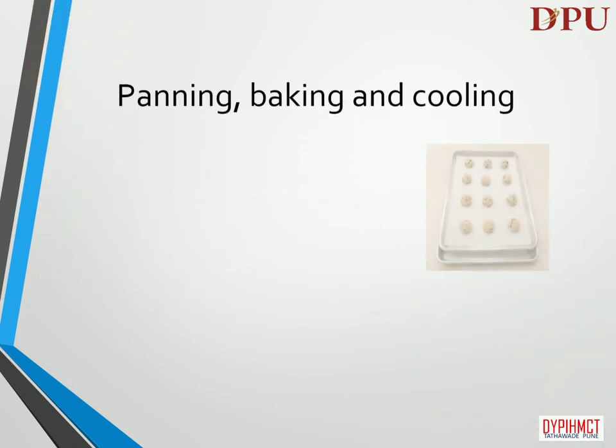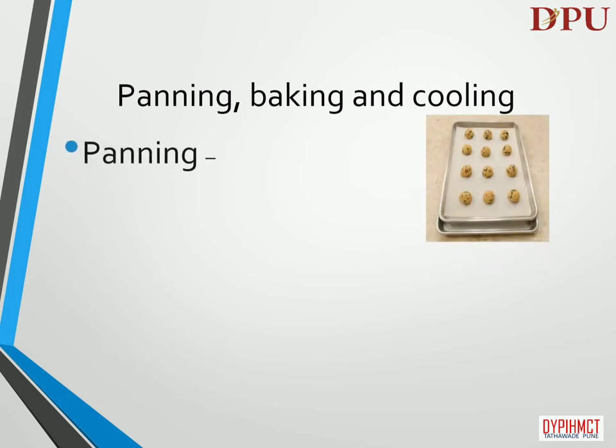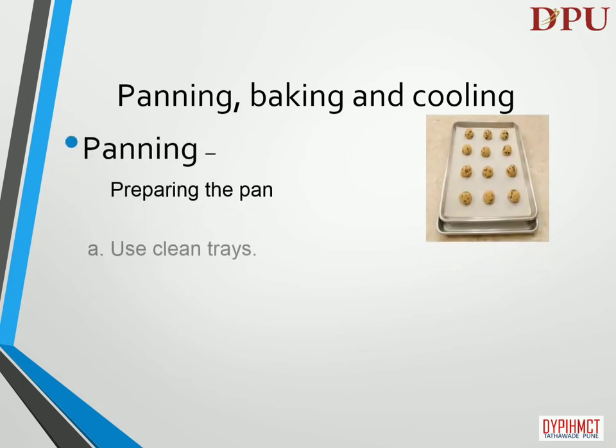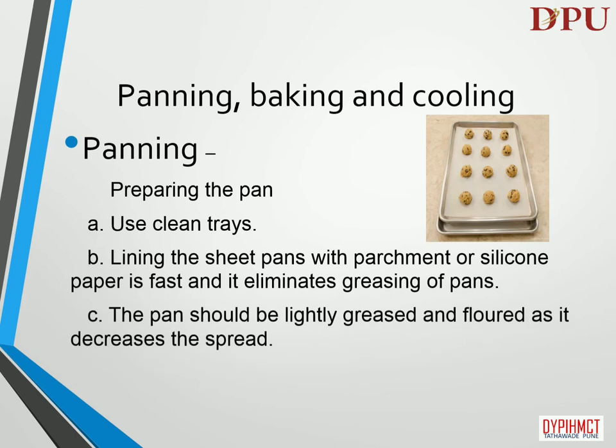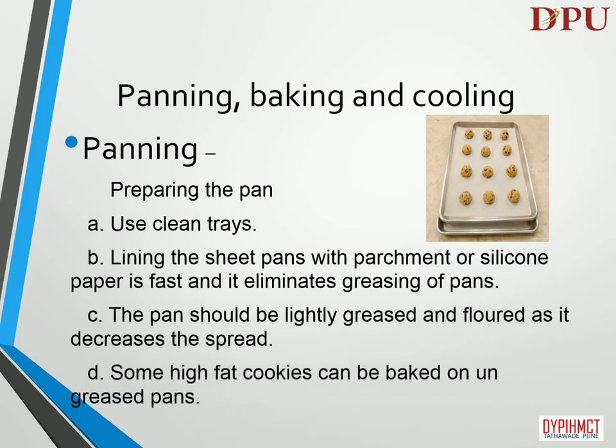Panning, baking and cooling. Panning. Preparing the pan. A. Use clean trays. B. Lining the sheet pans with parchment or silicone paper is fast and it eliminates greasing of pans. C. The pan should be lightly greased and floured as it decreases the spread. D. Some high-fat cookies can be baked on ungreased pans.